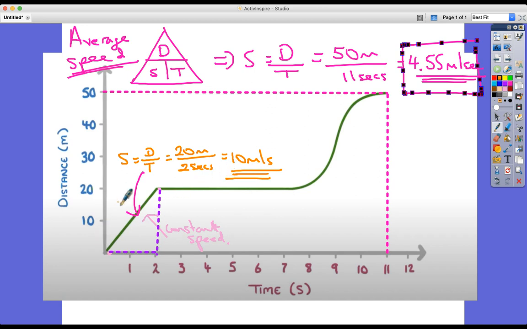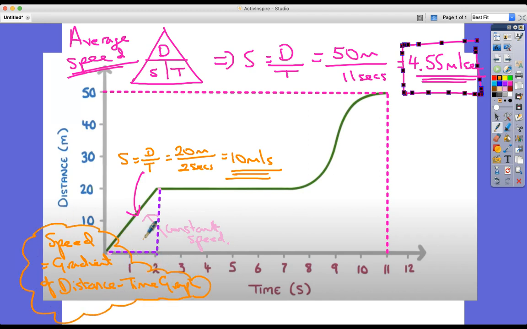What I'm getting at here is that the speed is the same as the rise over the run. So actually the speed is the gradient of the distance time graph. That is really, really important. That needs to be put in a cloud because it's so important. So the speed is the gradient of the distance time graph. In this case, my speed at this point is 10 meters per second. That's significantly faster than the average speed of the whole journey.